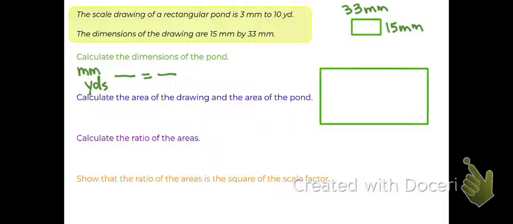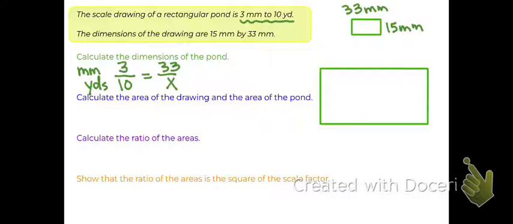Now to convert 33 millimeters to yards, I'm going to use this scale. That 3 millimeters is 10 yards. So do I put the 3 in the top or the bottom? In the top. Millimeters is in the top, yards is in the bottom. Now 33 millimeters, if I want to convert that using the scale, do I put the 33 in the top or the bottom? In the top, because millimeters is in the top. We don't know how many yards it is, so that is going to be our variable.